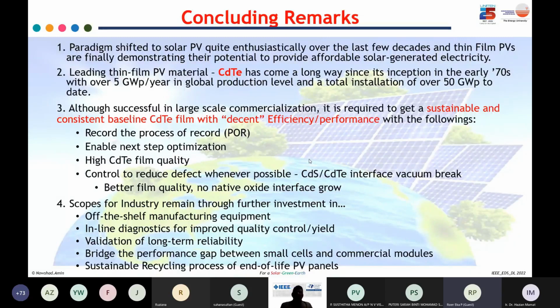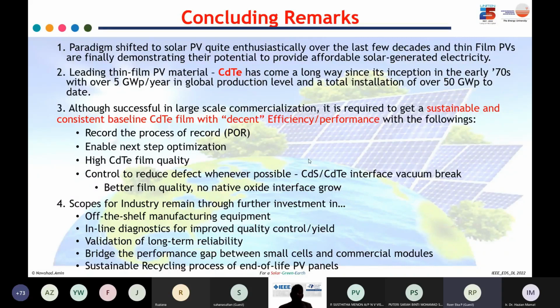So these are my concluding remarks. I would like to conclude by thanking you first for being with me, and then I should say that 20 years ago people were very skeptical about solar energy, but now in 2020 we don't have to tell people much to use solar energy. People, as well as the different government bodies, are now more enthusiastic than anyone else. They are putting solar energy in their long-term roadmap, and they want to be more carbon neutral. They have pledged to become carbon neutral by 2050, even Malaysia. So I should say the paradigm has shifted to solar PV quite enthusiastically in the last few decades.